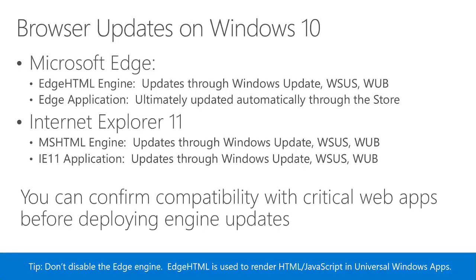So, updating the browser. Microsoft Edge uses the EdgeHTML engine, which is updated through Windows Update, WSUS, or Windows Update for Business, which is basically just Windows Update on your computers. Edge, the application, is updated kind of through the Store. Let's just say it's part of the Windows Update process, i.e. also updated through Windows Update, WSUS, and Windows Update for Business. So you have a great overlap there on how you do patching of your browsers for IE and Edge.